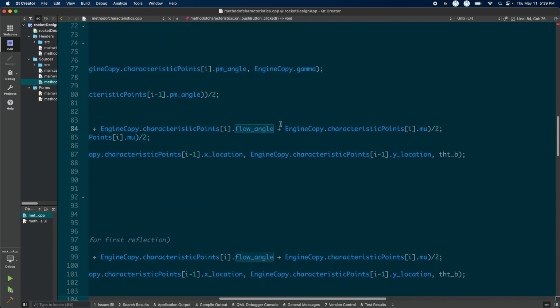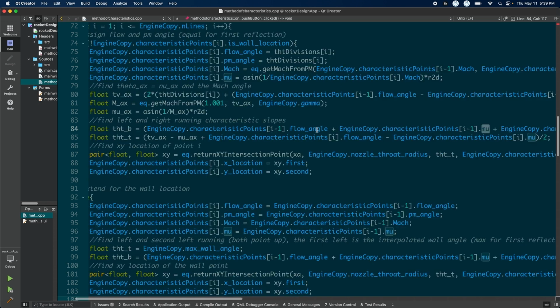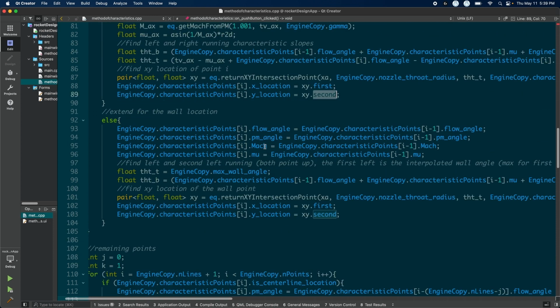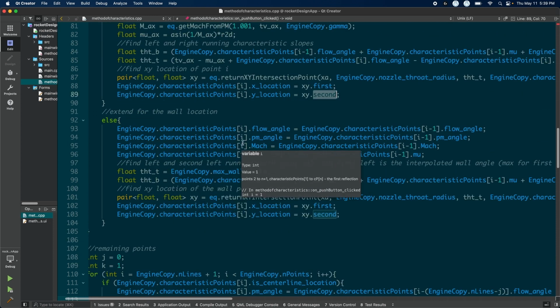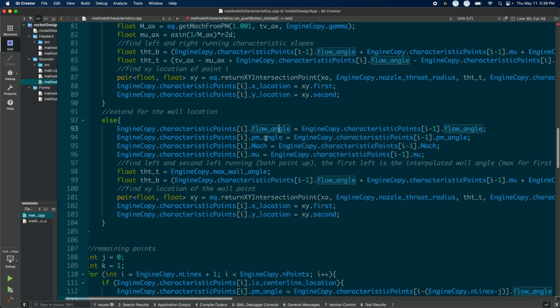And this value here, mu, is arcsine of 1 over M, okay? So when I have that, I get my xy location of point I and then assign it to my first and my second. I then extend it to my wall location here. So I just extend out the angle here, and then you see how I set the flow angle, the Prandtl-Meyer angle, the Mach number and the Mach angle to the one at the last point here. Because it's the same angle, right? It's tangent. The lines are parallel.